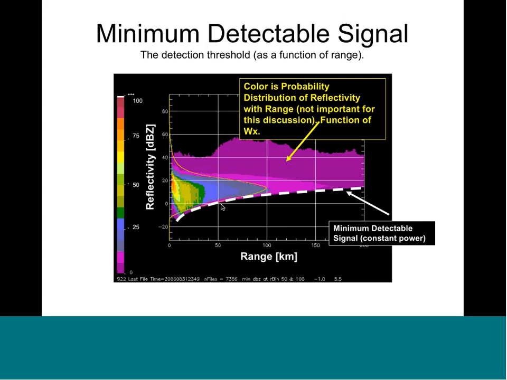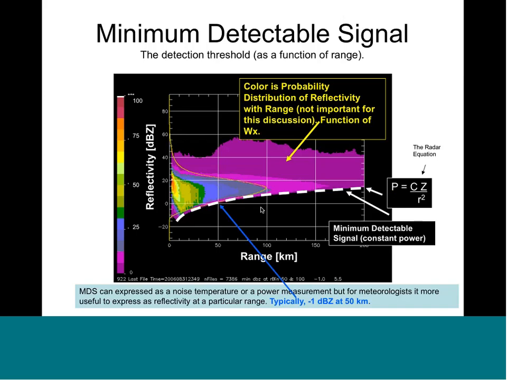It's because when I talk about minimum detectable signal, we're talking about power, right? The minimum power doesn't depend on how far away it is, but when we convert it to reflectivity, dBZ, it becomes this curve because of the 1 over r squared in the radar equation. We can talk about that more during the class. So that's the radar equation.